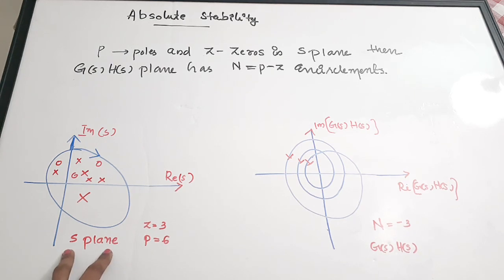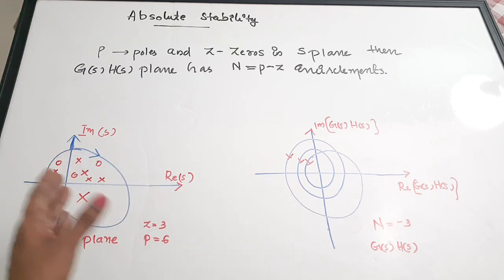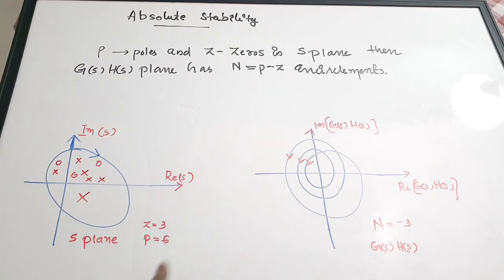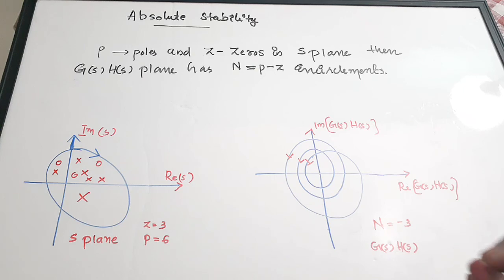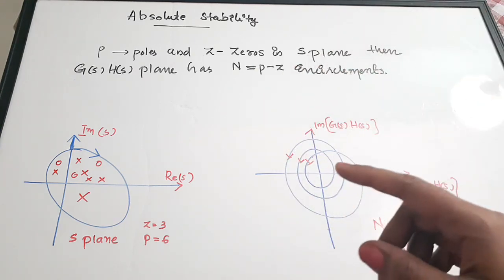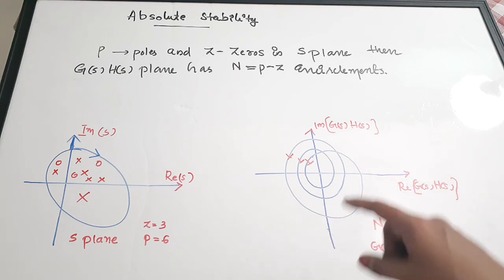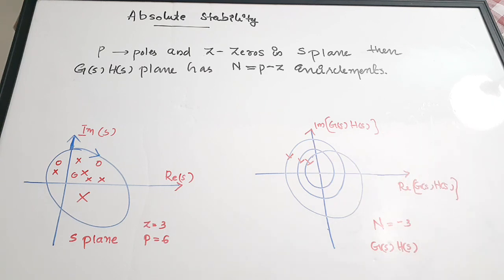So there is an s plane, and here the number of zeros is 3 and the number of poles is 6. Okay, so here N equal to P minus Z will be 6 minus 3, which is 3, right? So there will be 3 encirclements actually. If you look at this system's corresponding G(s)H(s) plane, it will have N equal to P minus Z encirclements. That is, there will be 3 encirclements. See here, 1, 2, and totally 3 encirclements will be there.